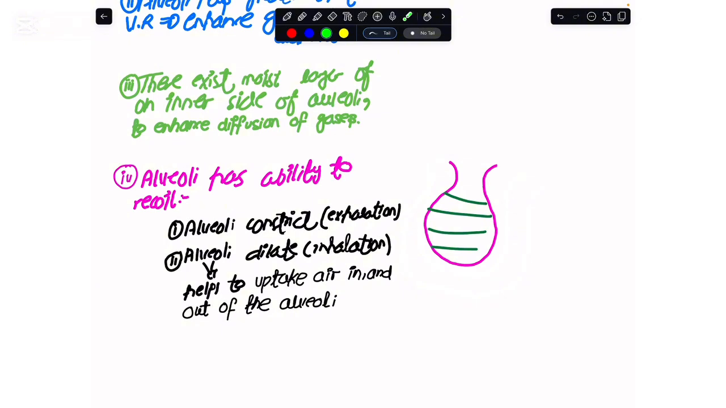So I hope you are clear on how gaseous exchange is accomplished and how the alveoli are adapted for this.